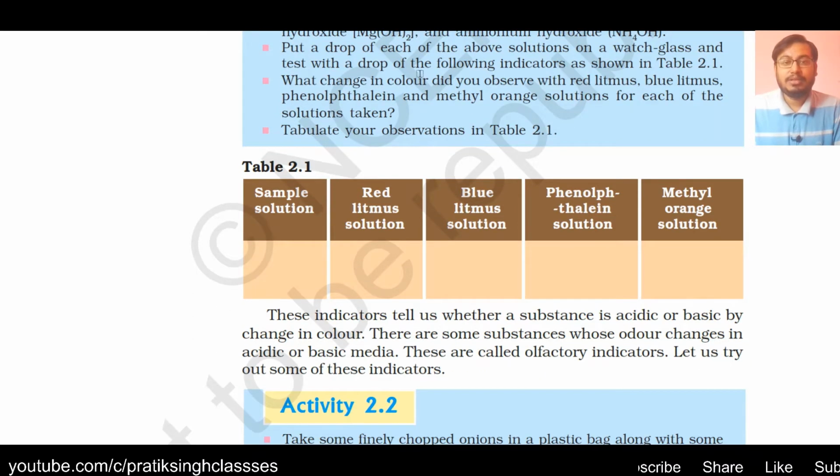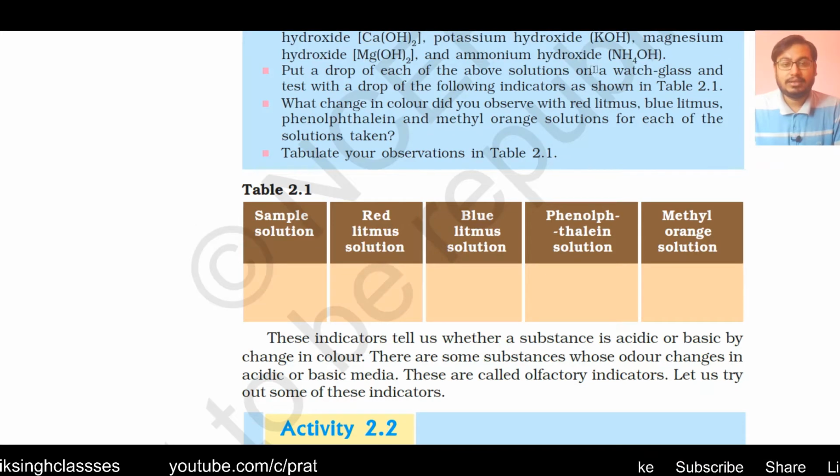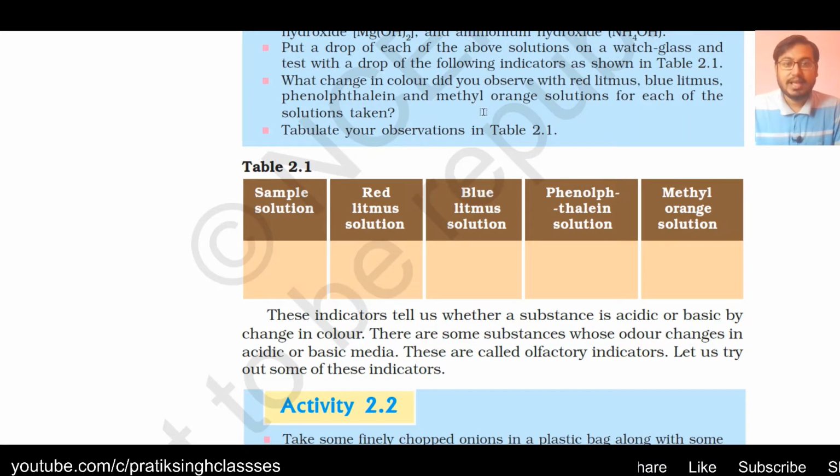Put a drop of each of the above solutions in a watch glass and test with a drop of the following indicators. It means you have to take a separate watch glass for each of them and put a drop of each in separate watch glasses. Then use the following indicators.